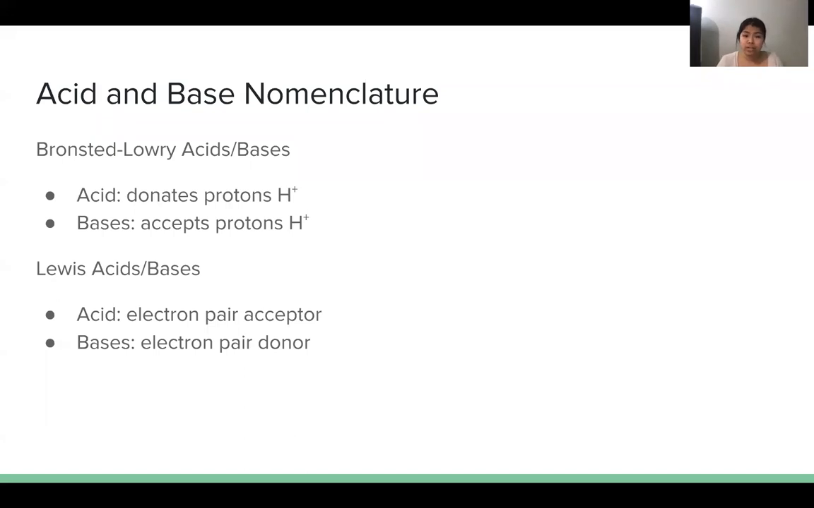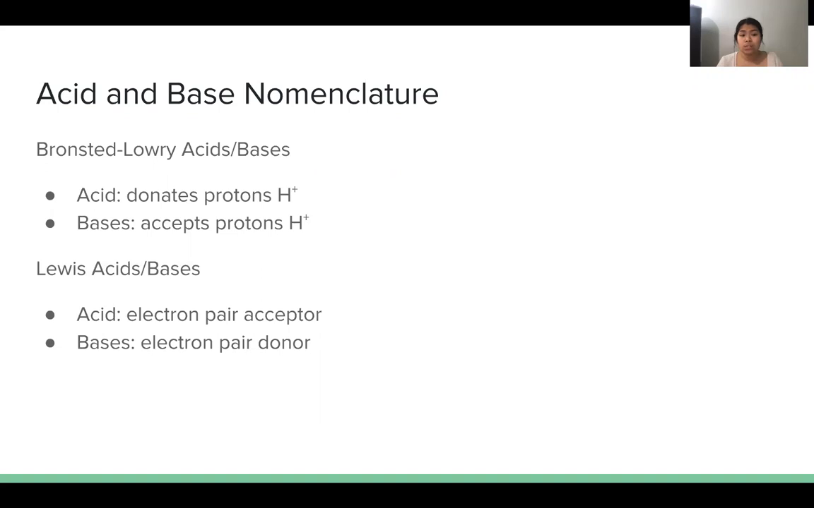So a Bronsted-Lowry acid and a Bronsted-Lowry base, what's the difference? So an acid is going to do what? That's right, an acid is going to donate a proton. So if you look here, that's what it says, and a base is going to do what alternatively? Because they're just opposites, right? It's going to accept the proton. Now, that's the definition he gives us for Bronsted-Lowry acids and bases, but what's the definition that we have for Lewis acids and bases? Well, a Lewis acid and a Lewis base, an acid is an electron pair acceptor, and a base is an electron pair donor.